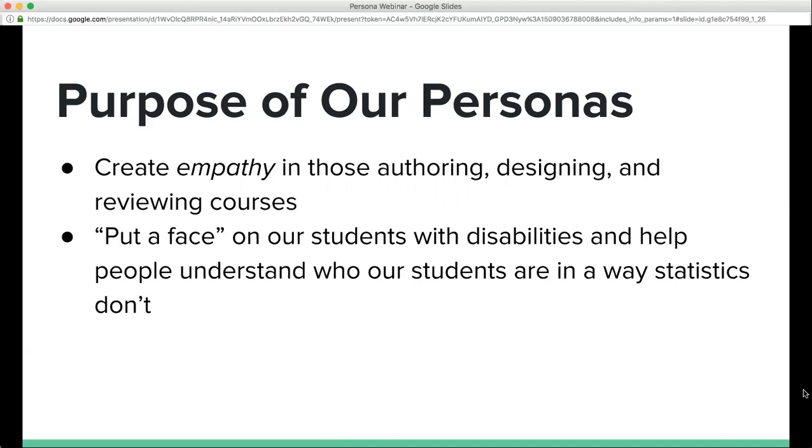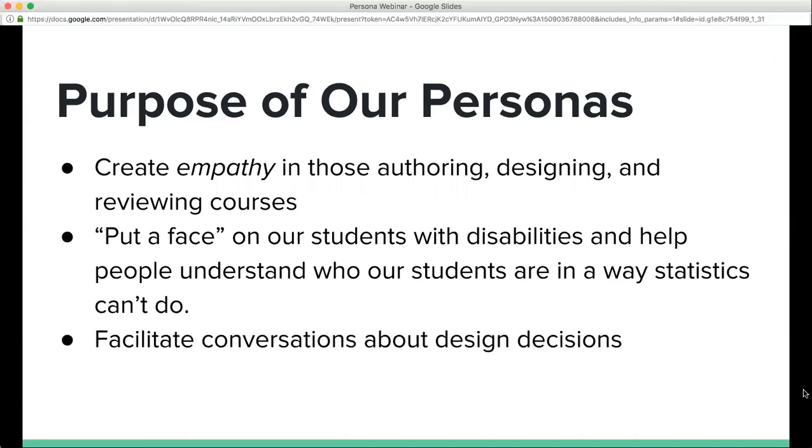Often it can be hard to talk about situations with real students because of confidentiality reasons. So it's great that we have these personas that we can use to share some of these stories in a way that keeps everyone's privacy intact, but also really helps you think of the real people behind some of the design decisions you might be making.